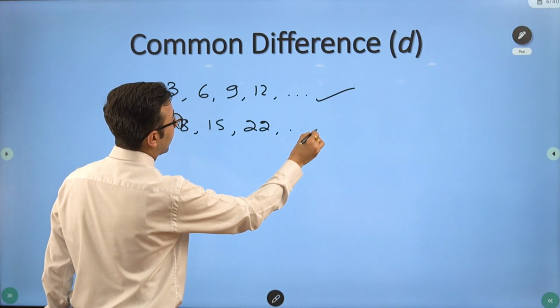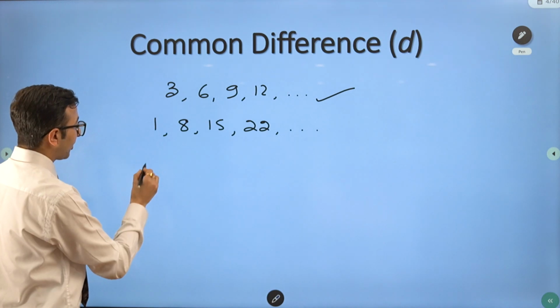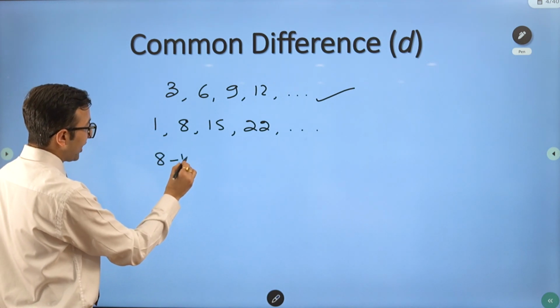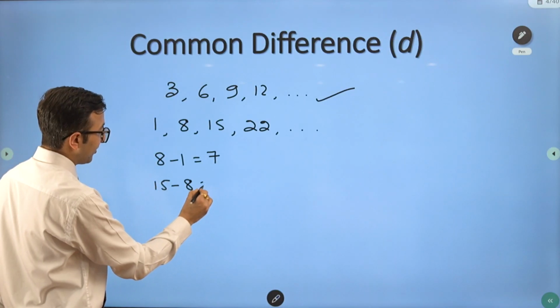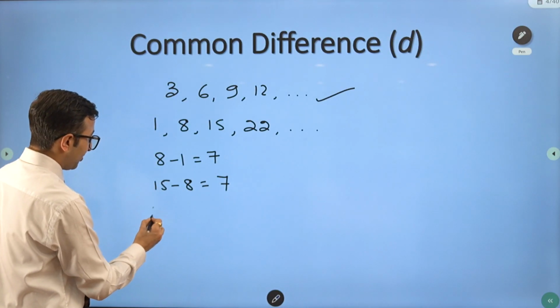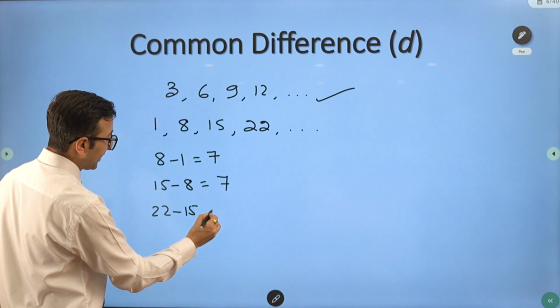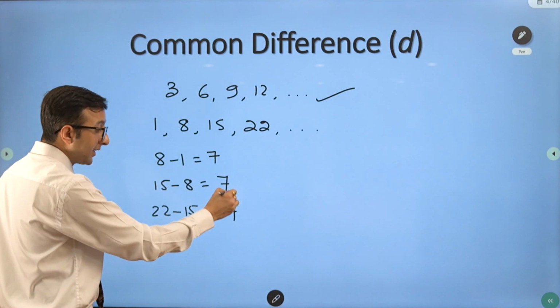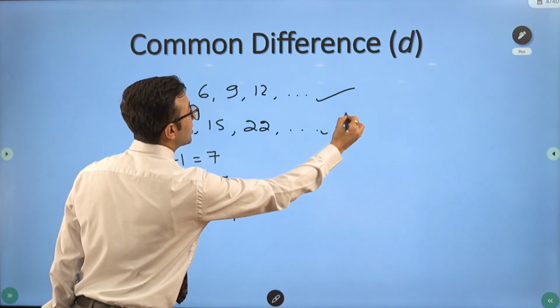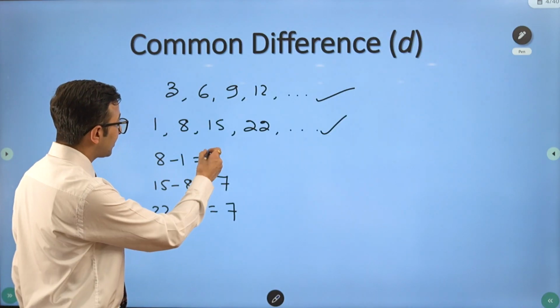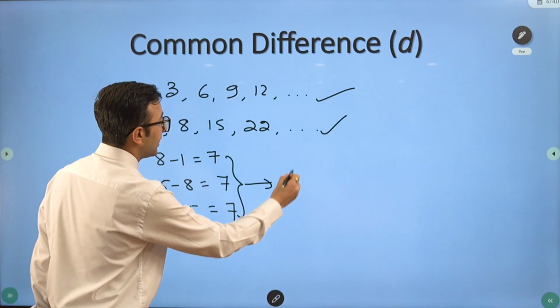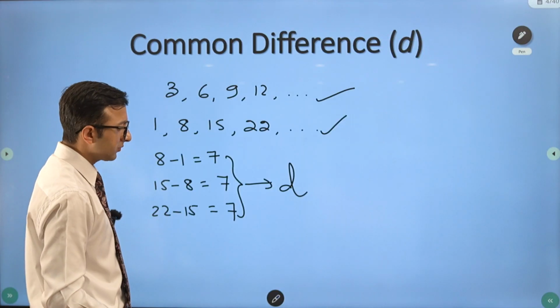Next, 1, 8, 15, 22, and so on. Let us find out what the common difference is here. 8 minus 1 is equal to 7. 15 minus 8 is also equal to 7. 22 minus 15 is also equal to 7. So the differences are the same, which means this is also an AP, and here you can say the common difference is 7. This common difference is denoted by a small d.